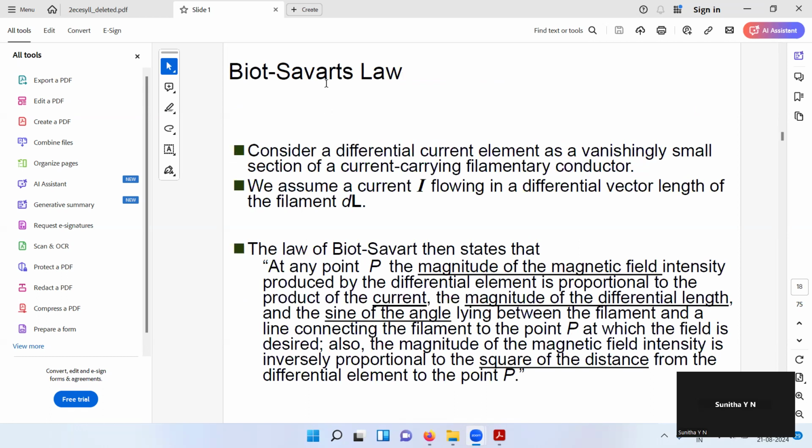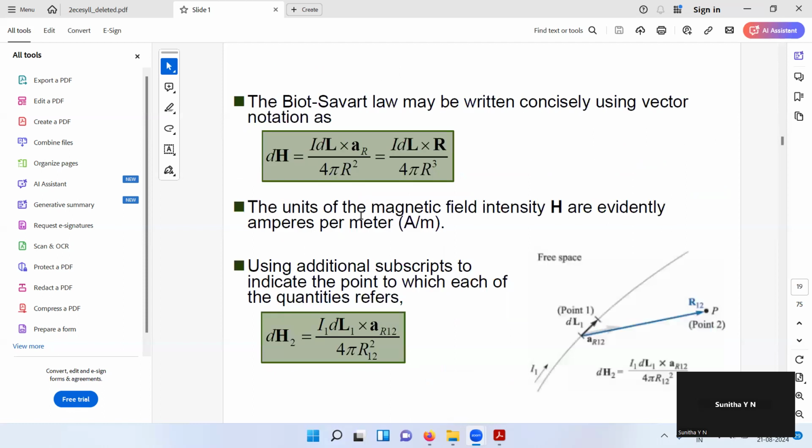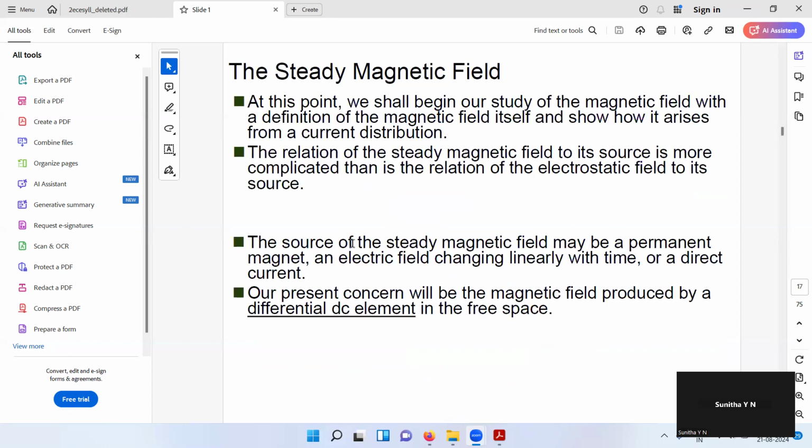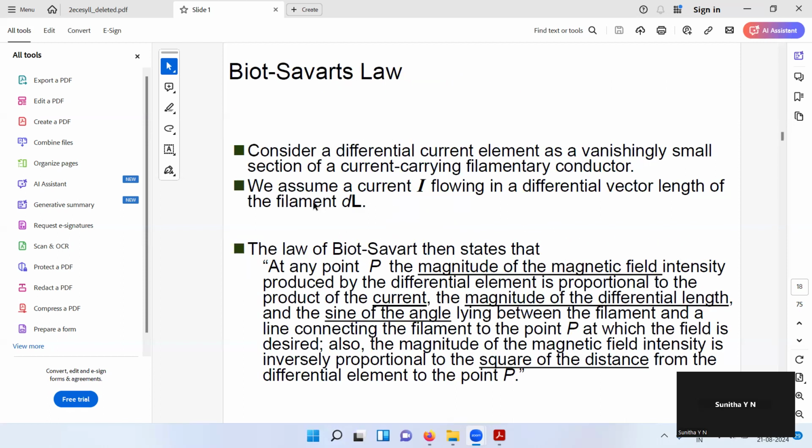Let us talk about Biot-Savart law here. Consider a differential current element as a vanishingly small section of a current carrying filamentary conductor. We assume a current I flowing in a differential vector length of a filament dl. Assume that here there is a filament. You have to consider a very small length, which we call a differential length, dl.